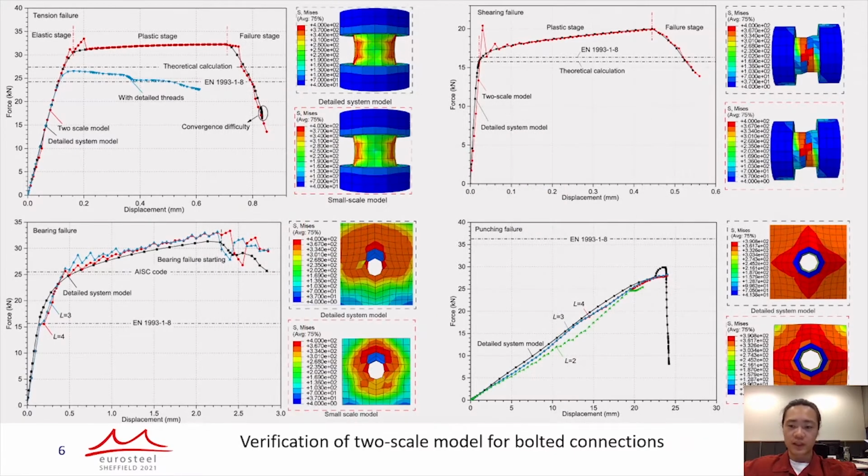For the bolted connection, all types of failure modes as given by Eurocode are carried out by the detailed system model and the two-scale model. The reaction forces of bolted connections are shown here. The two-scale model and the detailed system model show corresponding behavior for all failure modes, which are tension, shearing, bearing, and punching failure.